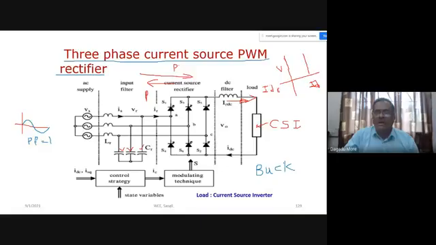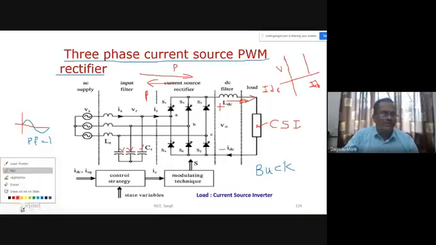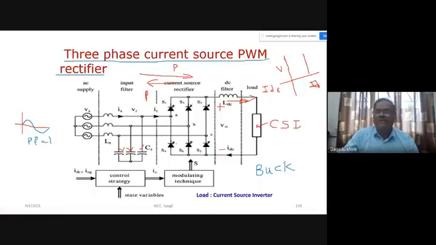Suppose for AC side to DC side power flow, there is a voltage polarity appearing across the rectifier. If the power flow is reversed, our polarity has to reverse. So the power flow is reversed. Here we require a device that has both forward voltage blocking as well as reverse voltage blocking capability.